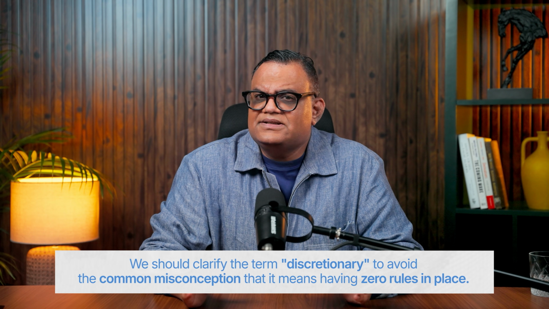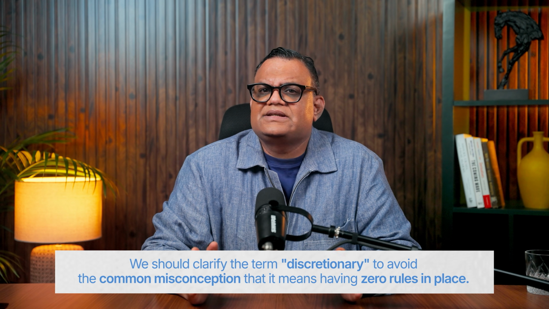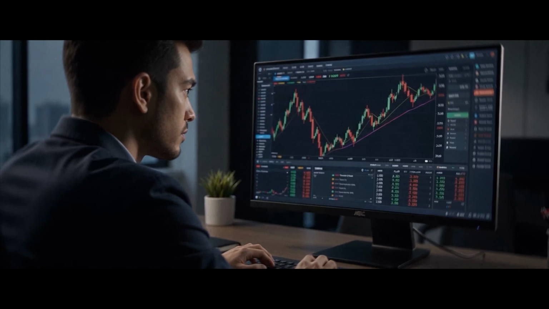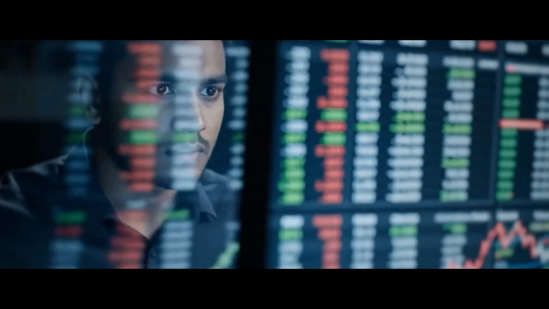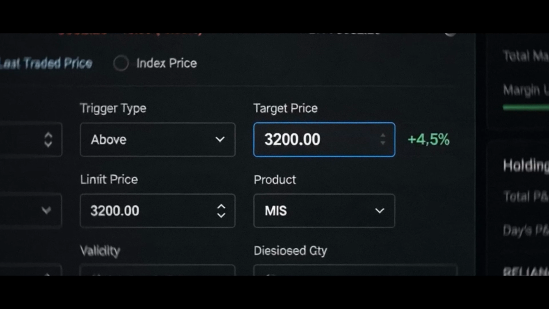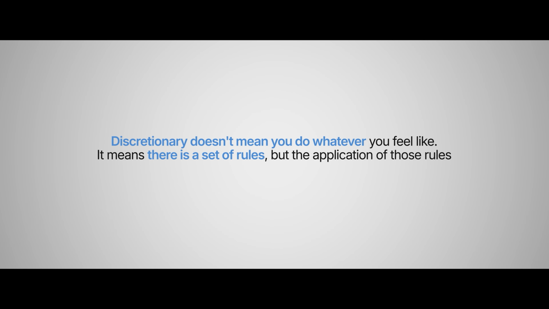And before we get into how to actually screen for candidates, let's be clear about what discretionary means here, because it's easy to mistake it for no rules at all. Personally, I've never seen a successful discretionary trader who doesn't have rules around why they are entering a stock, at what point they would exit, and if they have a target, at what point they would exit based on that target. So to underline the point, discretionary doesn't mean you do whatever you feel like. It means there is a set of rules, but the application of those rules, the actual selection, is where the discretion comes in.